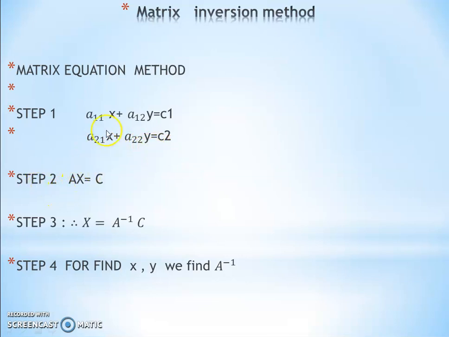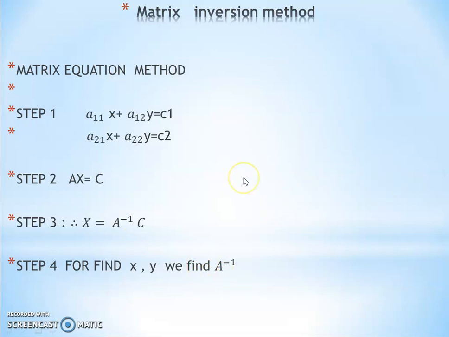Step number 2, we take the coefficients a11, a12, a21 and a22 as a matrix A. X is the column of x and y, and C is the column of c1 and c2. Step number 3, therefore X is equal to A goes to the other side, so 1 upon A, that means A inverse. That means X is equal to A inverse into C. Step number 4, find x and y. We first have to find the A inverse.